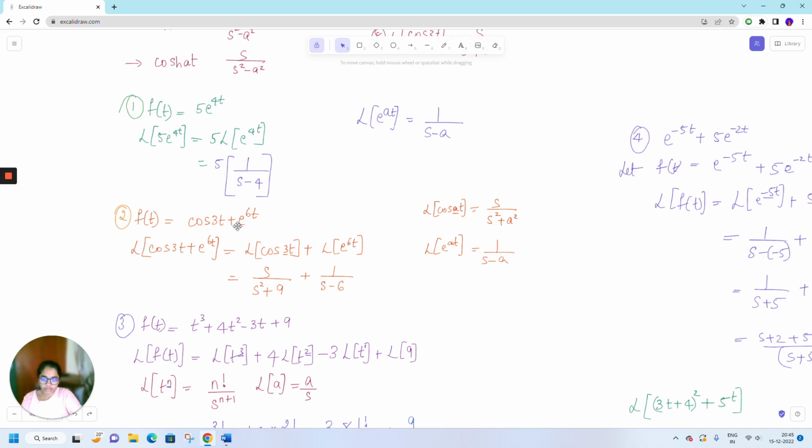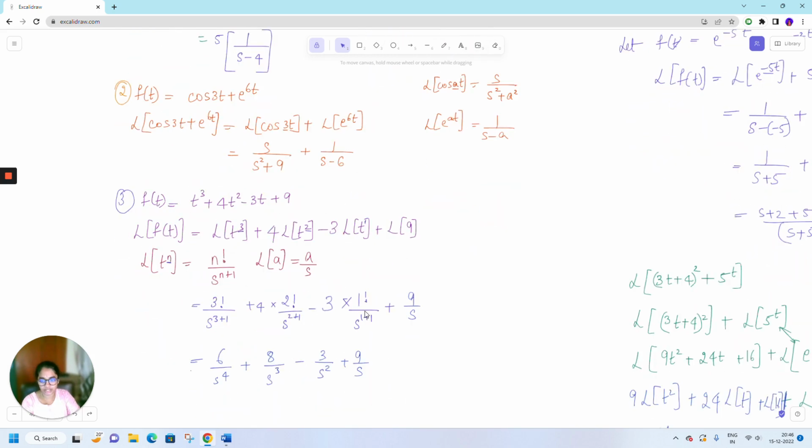What is Laplace of cos 3t? As we know, Laplace of cos at is s divided by s square plus a square. So Laplace of cos 3t is s divided by s square plus 9. Laplace of e power 6t is 1 divided by s minus 6.